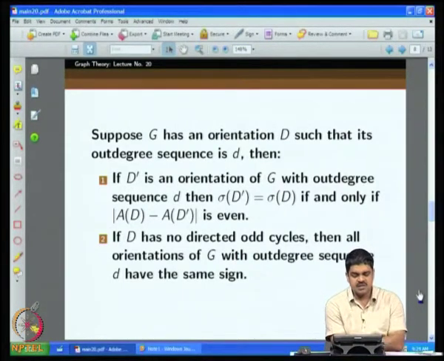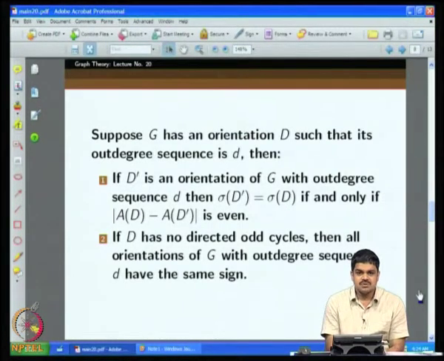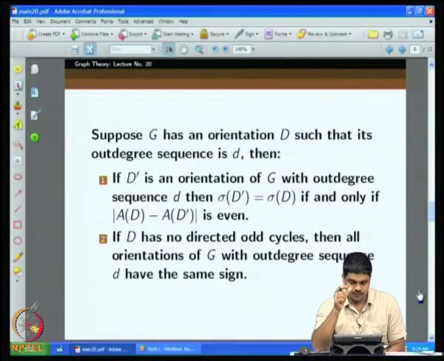So, if this is even, then we can say that the signs are going to be the same, because the edges in the intersection, belonging to both orientations, will anyway contribute similarly. For the other edges, if an edge contributes plus to d, then its contribution to d dash will be minus.